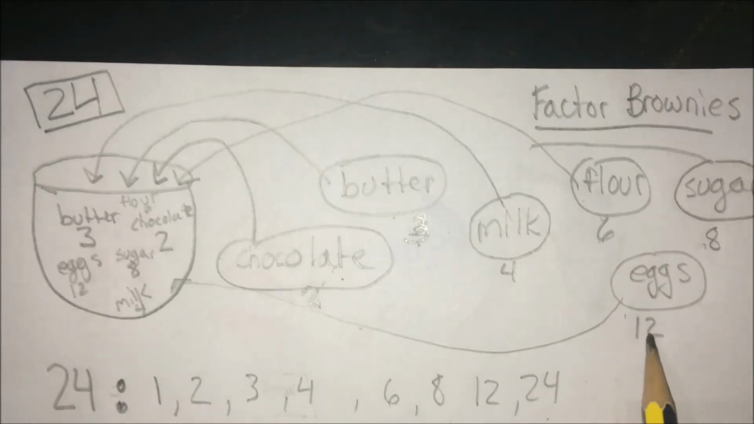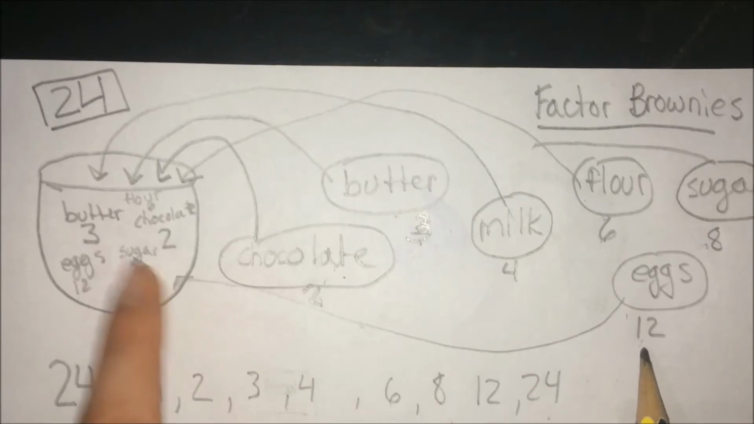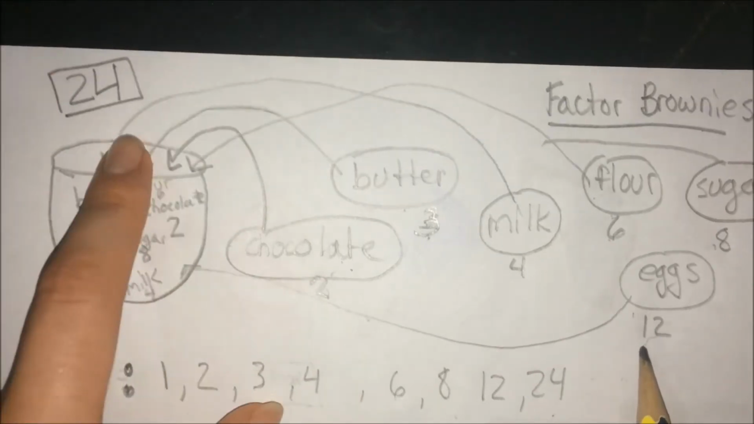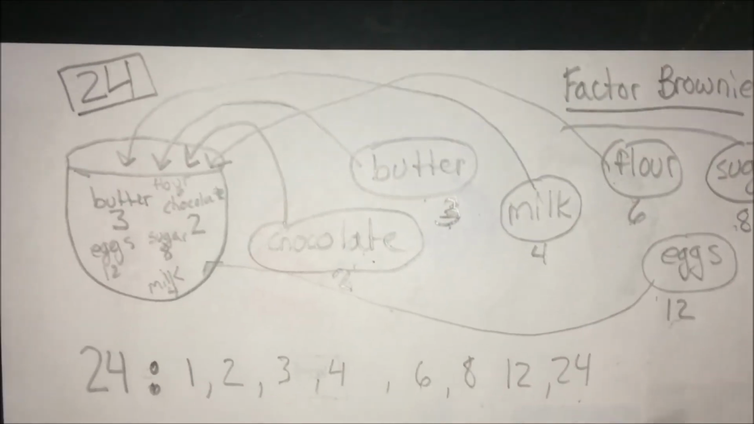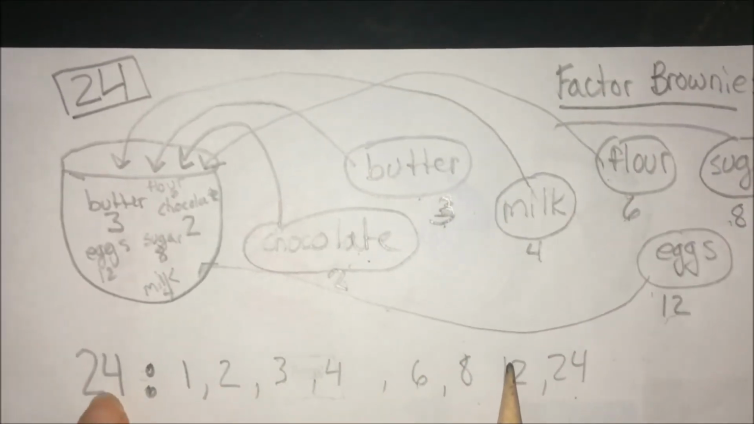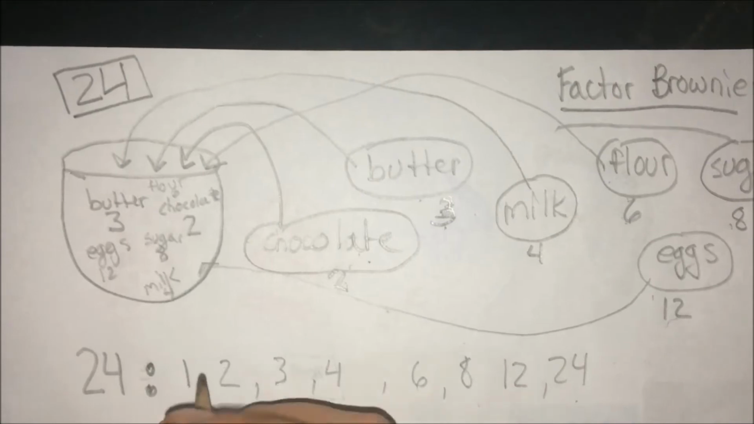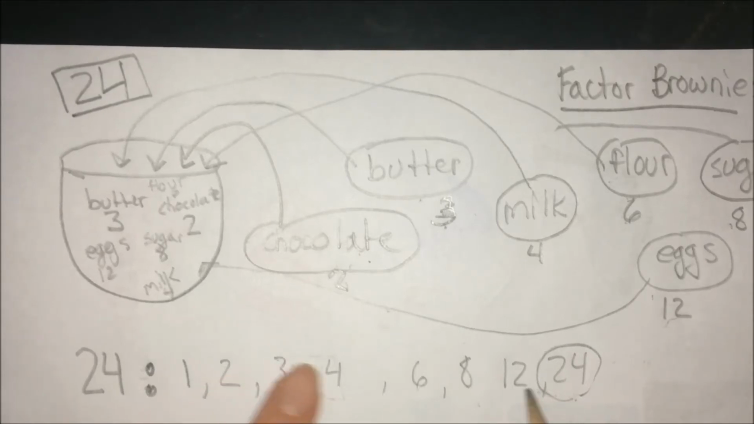And maybe you need some eggs. We'll think about eggs like a 12. You need eggs to make brownies, and to help make 24, you could do 12 times 2. So the factors are the numbers that make the number you're looking at. This is how you list factors. You always start with a 1 and the original number. And then you close the gap.